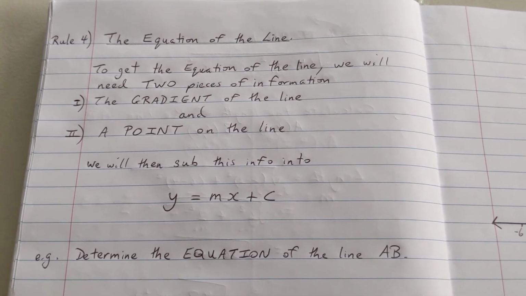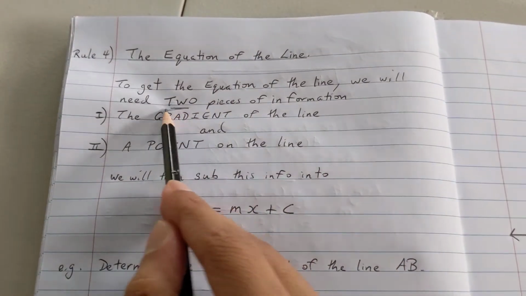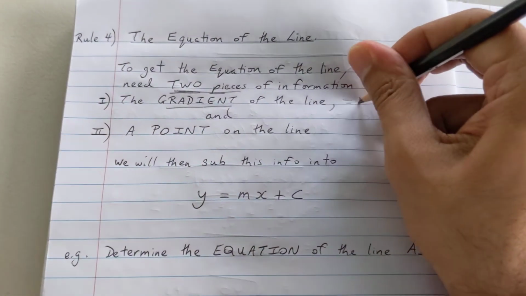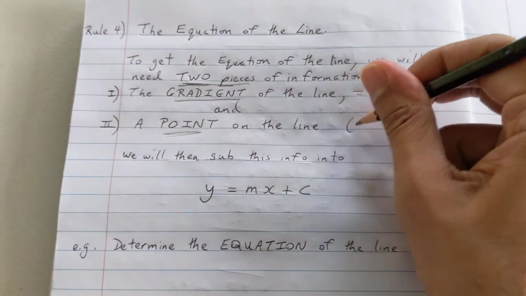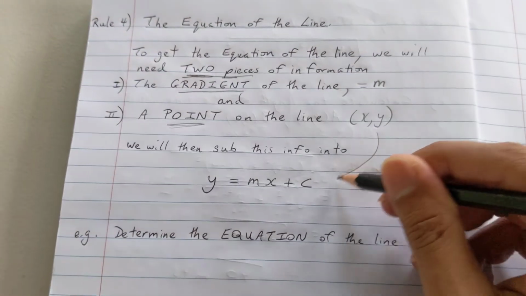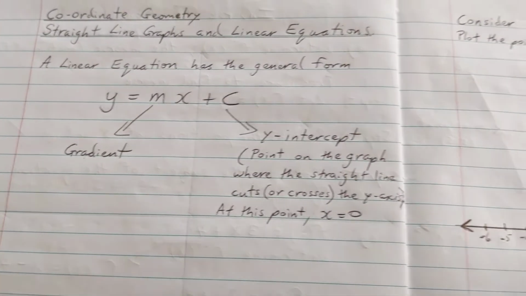Alright, so to get the equation of any line, you always need two pieces of information, and those two pieces of information are the gradient, or in other words, I need an m and a point on the line, and a point is in the form (x, y). So I need an m and an (x, y), and what I'm going to do with that m and an (x, y), I'm going to stick it into that very first formula from the start that we had, y = mx + c. I said we're going to see it again.